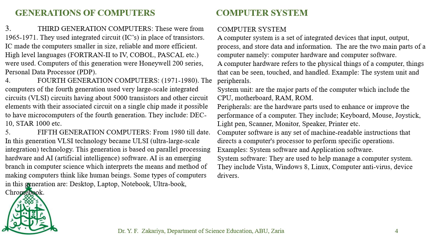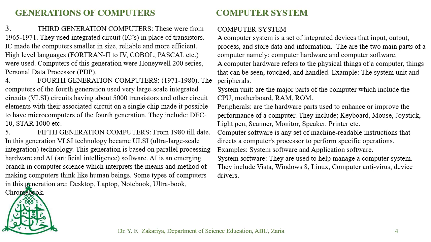System units are the major parts of a computer, which include the CPU, motherboard, RAM, and ROM. Peripherals are the hardware parts used to enhance or improve the performance of a computer. They include keyboard, mouse, joystick, light pen, scanner, monitor, speaker, printer, etc.